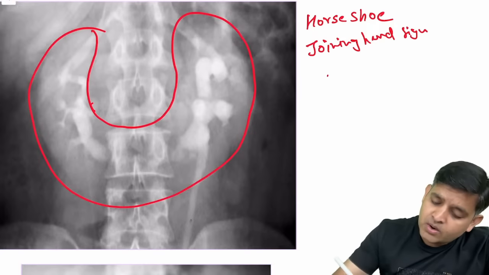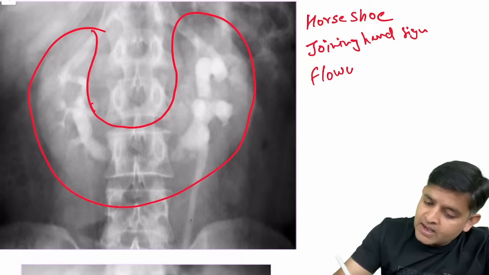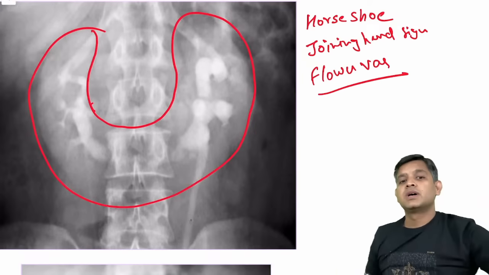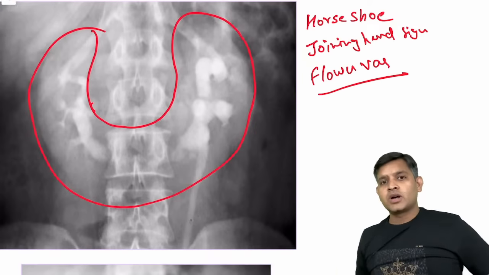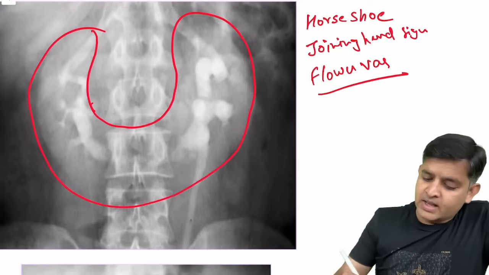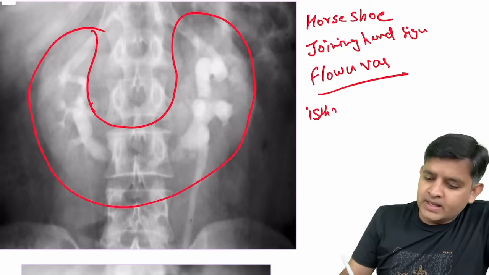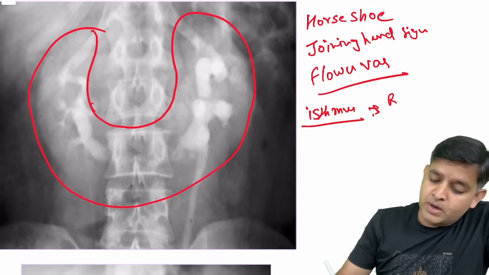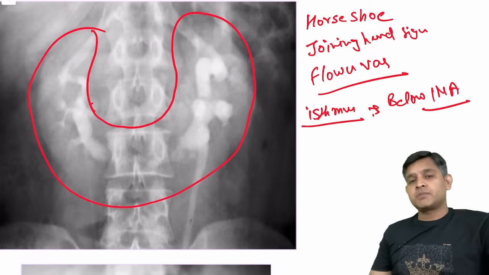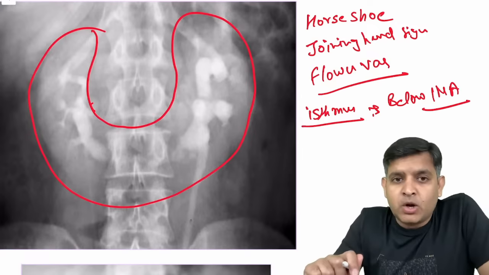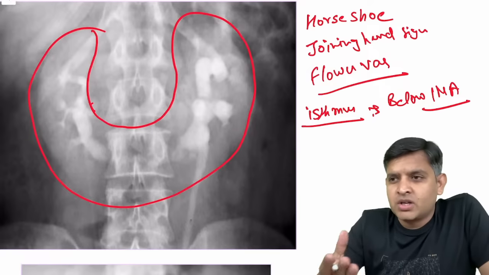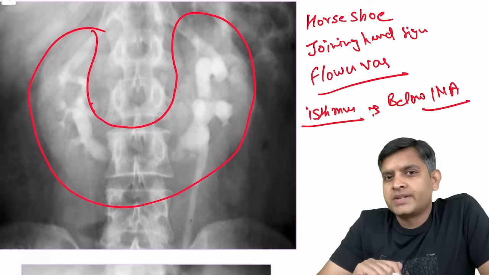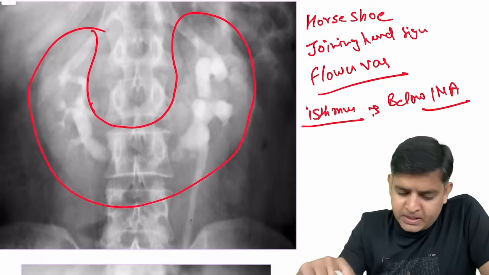Joining hand sign, also called as flower vase appearance. It is to be noted that the isthmus of the horseshoe kidney lies below the inferior mesenteric artery, because the inferior mesenteric artery does not allow the isthmus to go up because of its midline position.